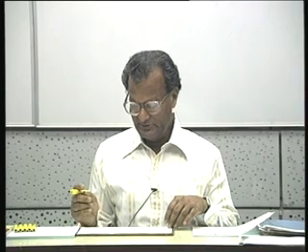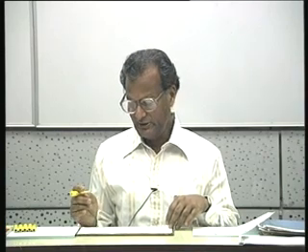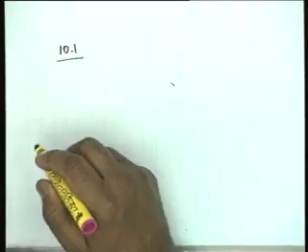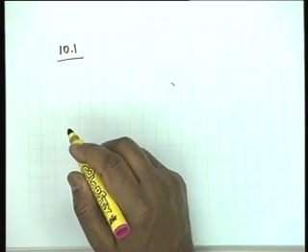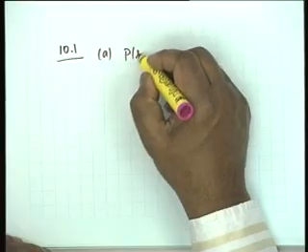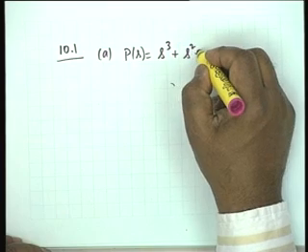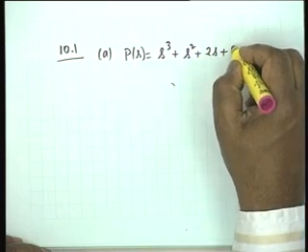Lecture, problem session 9. Our problems today will be concerned with realizability theory, Hurwitz polynomials and positive real functions. The first problem, 10.1. We will do some of them. 10.1a, let us say, where P of s is equal to s cubed plus s squared plus twice s plus 2.